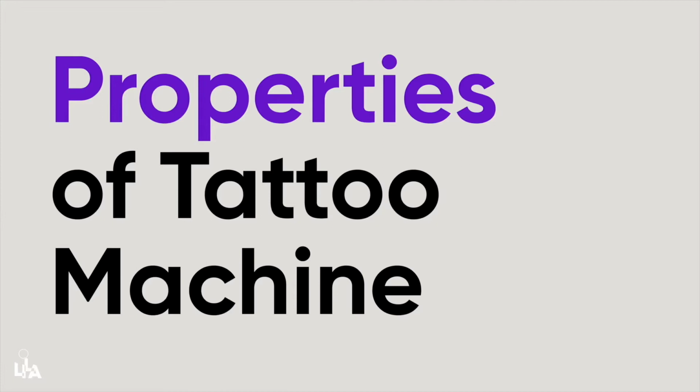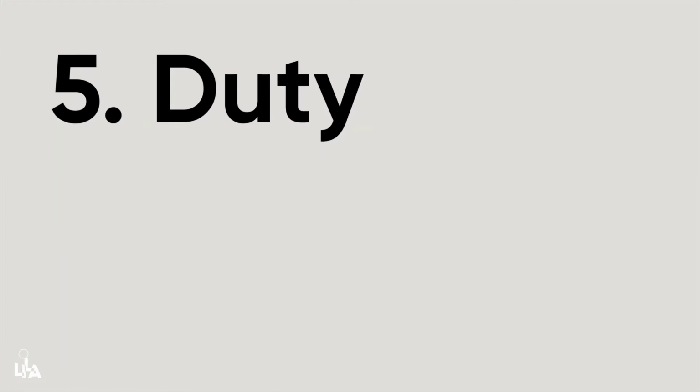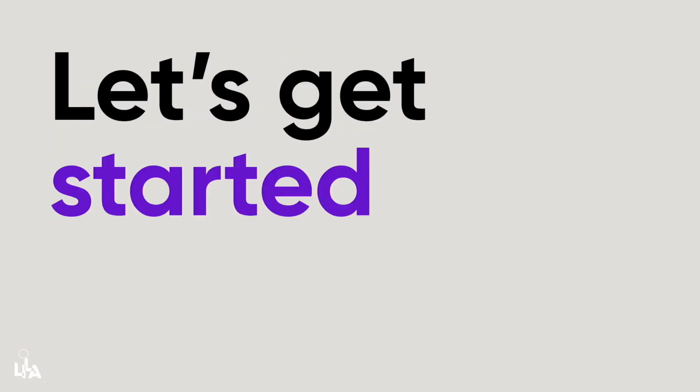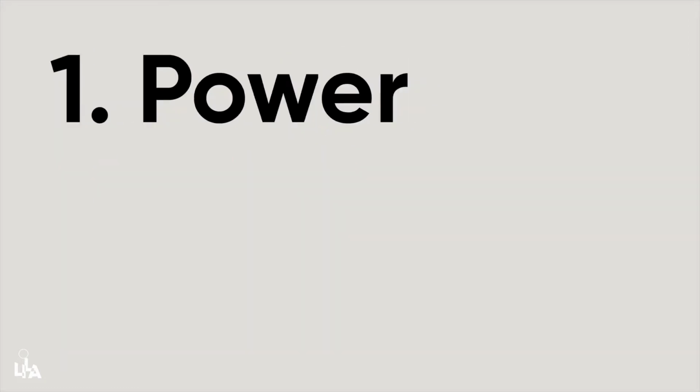There are 5 primary properties on which all the tattoo machines are built upon: the power, the speed, the give, the stroke length, and the duty. Let's start with the first one, the power.